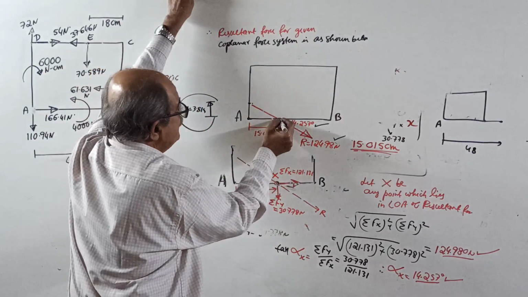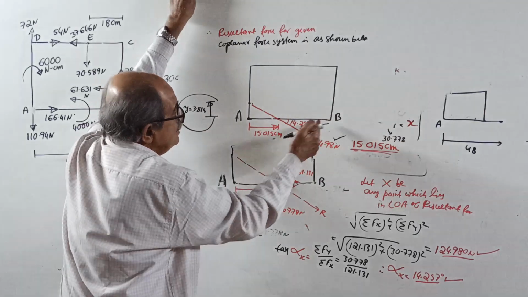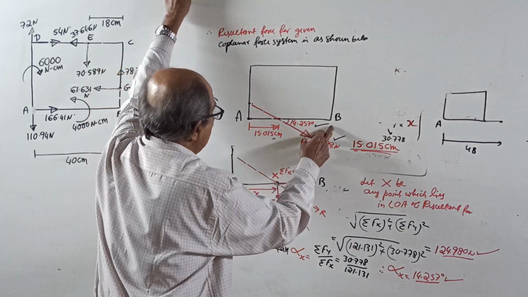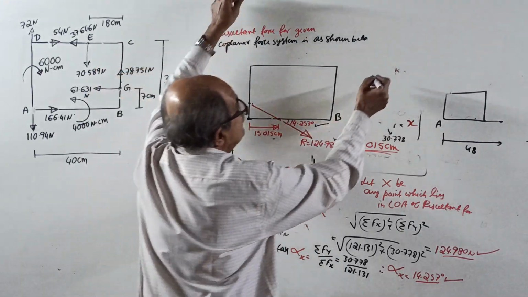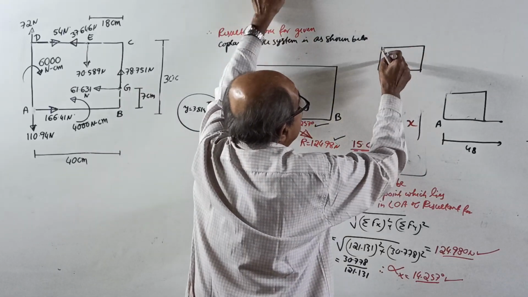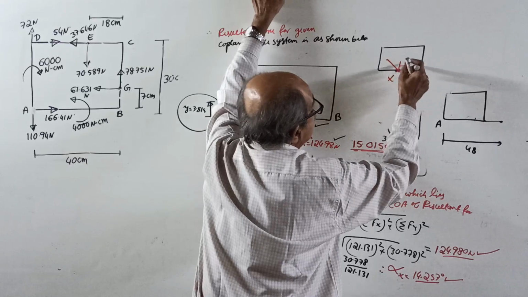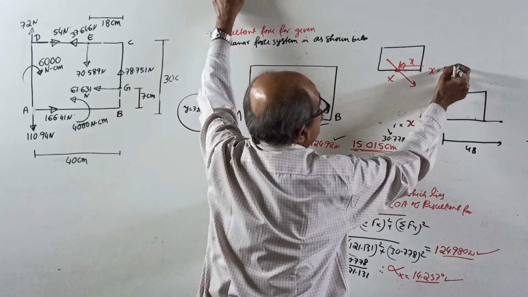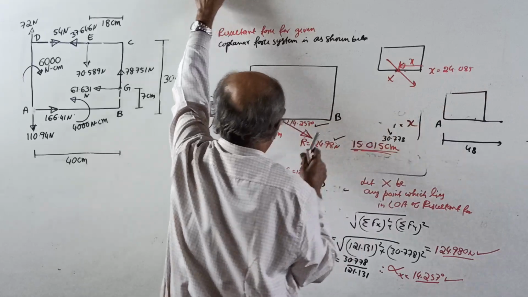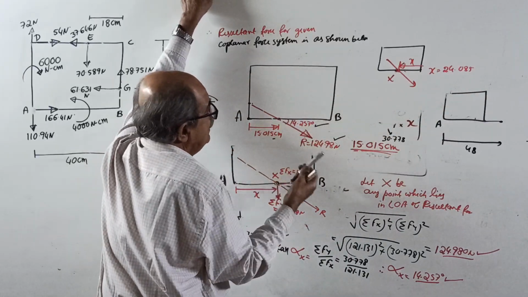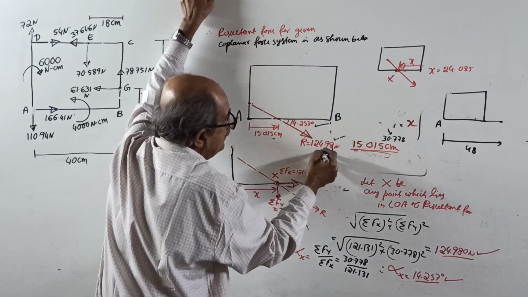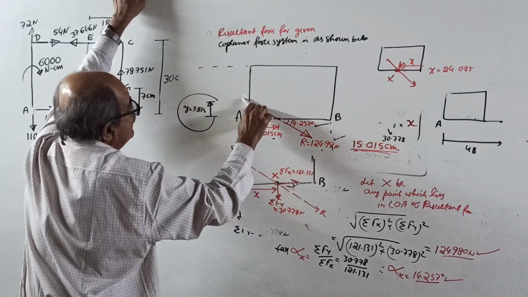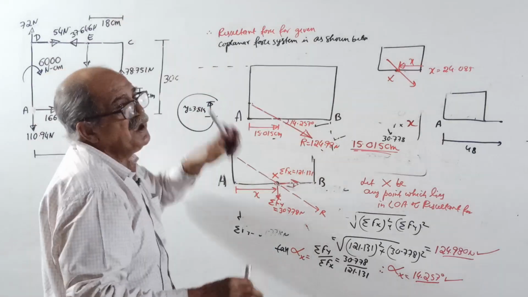By chance, if you took the resultant at x from B to the left side, your answer will be 40 minus 15.015, that is around 24.085. Suppose, just for fun, the resultant cuts the line at a point x to the left of B. Your x will come 24.085 centimeter. Why? If this is 15.015, that will be 24 point something. Anyway, we covered all that last time.